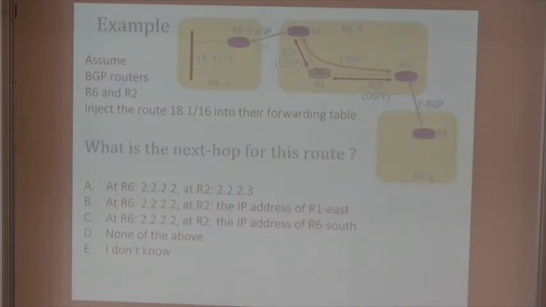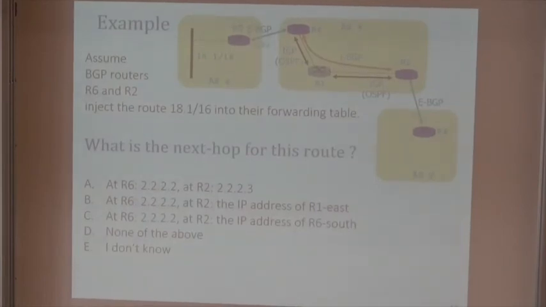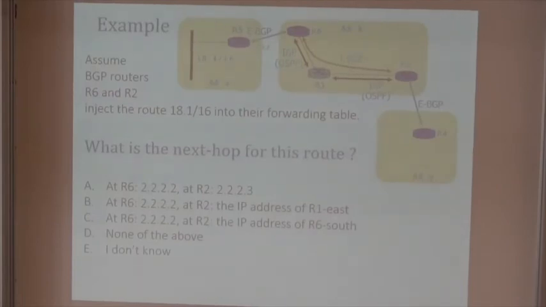But we may ask the question, how does R2 know? How does R2 know that this is the address it should put? How would you know? The majority of you said we do this, so how would you imagine this? Well, there's no magic, it's not difficult. R2 has received from BGP the information that the next hop is 222.